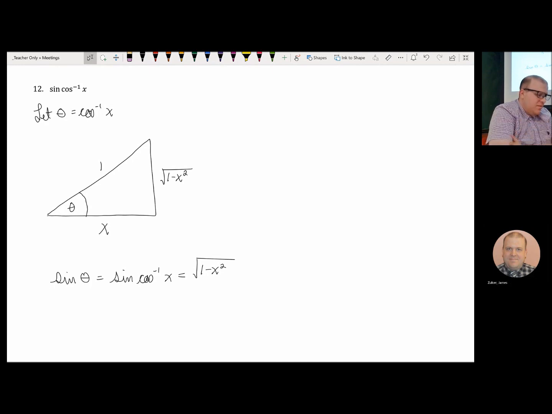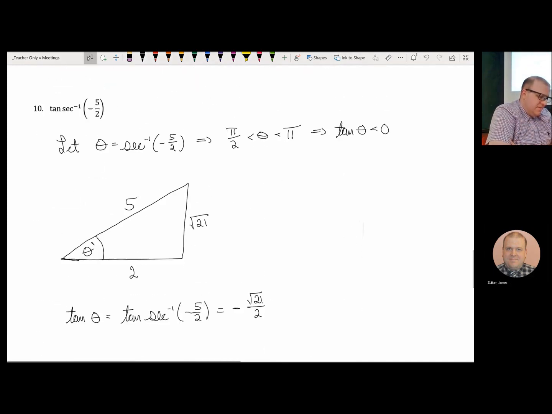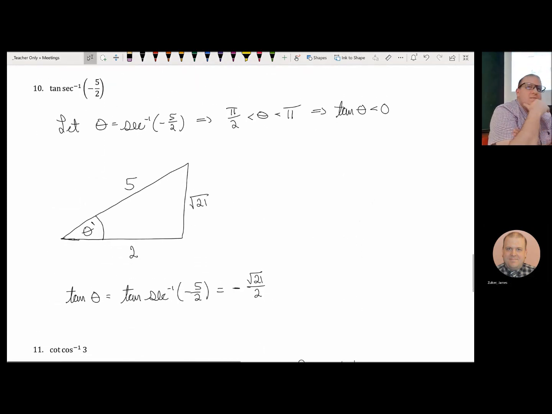For number 10, could we just go over it real quick? Why are we putting in the inverse secant equal to theta? Because we're trying to use the right angle trig. Remember, an inverse trig function is going to give you an angle.